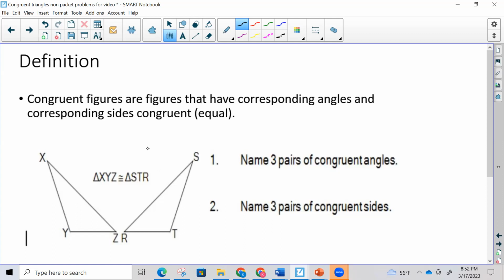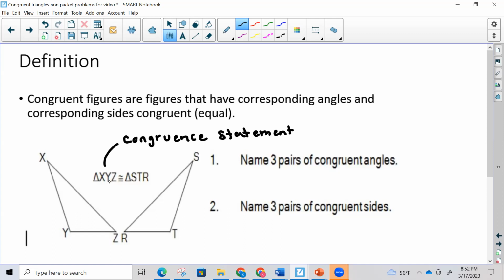So in this class, we are mostly going to focus on congruent triangles. And what we use to describe congruent triangles is this congruent statement. So this is called a congruent statement. And the congruent statement tells me what is congruent in my triangles. So this is telling me triangle XYZ, this first triangle on the left, is congruent to STR.